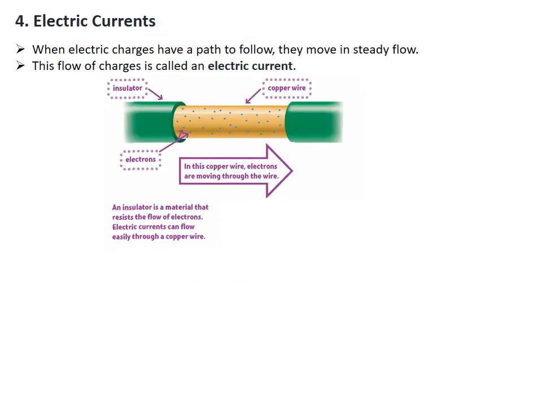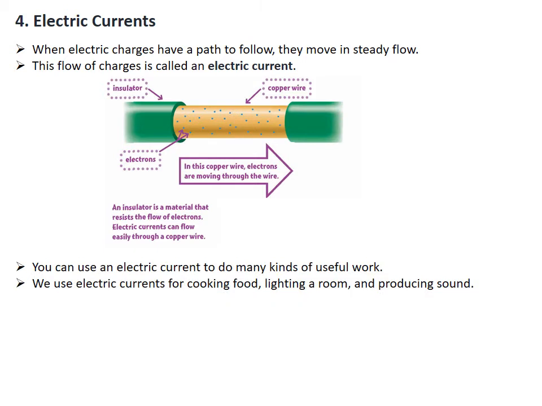And now we are going to learn about electric currents. When electric charges have a path to follow, they move in steady flow. This flow of charges is called an electric current. So let's look at this picture. In this copper wire, electrons are moving through the wire.